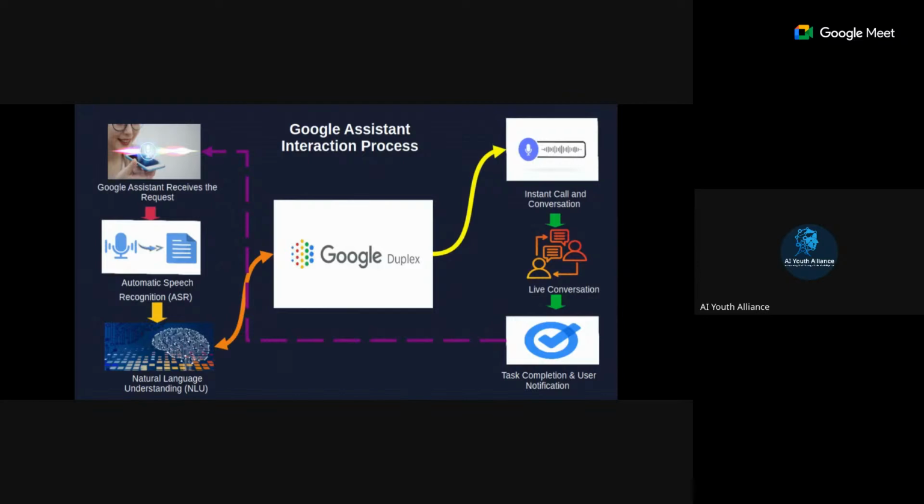Next, we will explore real-world use cases where Google Duplex is already making an impact, from restaurant reservations to customer service automation. Let's dive into some practical applications.